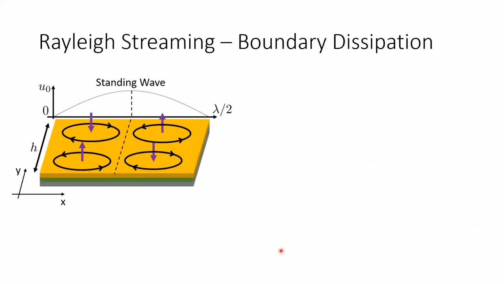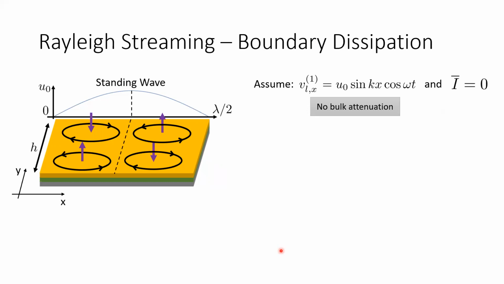Okay, so last but not least, we turn to what's known as Rayleigh streaming, and this is a boundary dissipation effect. So as opposed to the previous one where we focused on the bulk, in this case, I'm going to assume there's no attenuation mechanisms, or at least they're very weak in the bulk. So we're going to imagine imposing some standing wave of velocity of the following form. And for simplicity, I'm just going to assume that the total DC current through the sample is 0. And so this is equivalent to having a pipe with 2 closed ends.